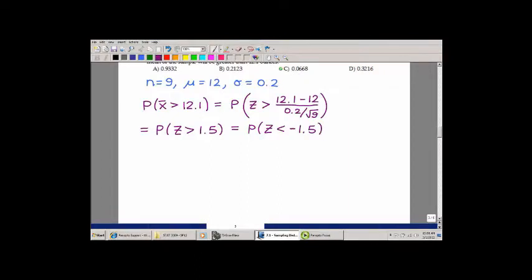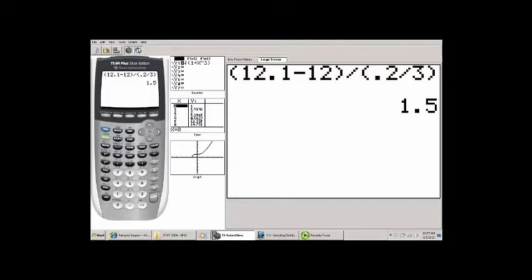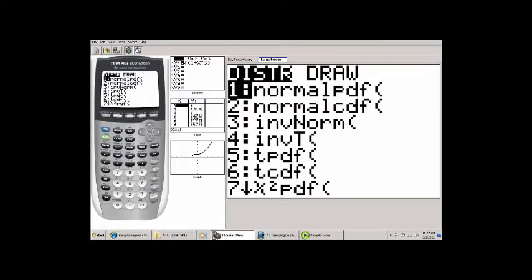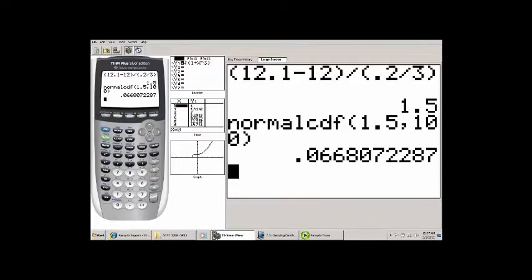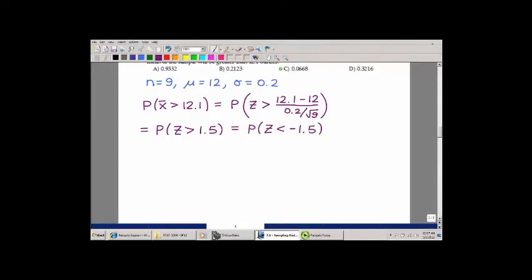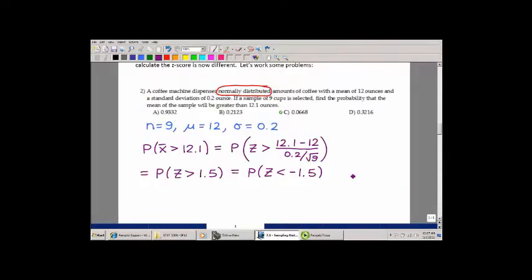Now in the calculator, we don't have to flip it so much. We can just kind of do this. We can go second, vars, normal CDF. I'll just go 1.5 comma 100 to represent infinity. Enter. 0.0668. So let's see if that looks like my answer. And yes, it does. 0.0668. Answer C.